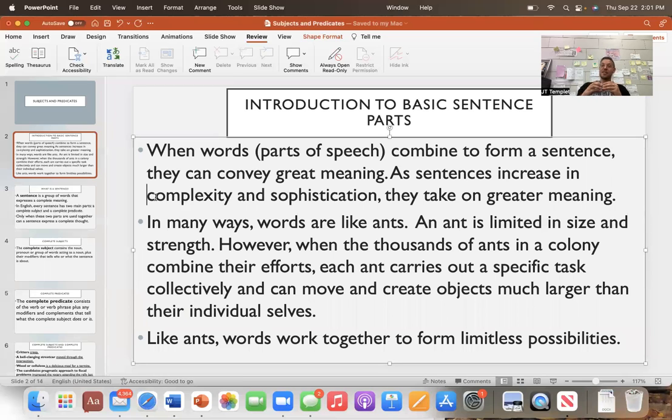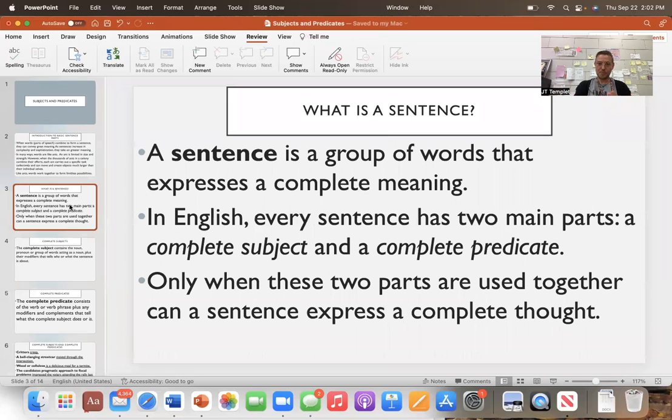Think of it like ants. One ant is very tiny, right? It can still do great things considering it's an ant, but it's limited. However, when all the ants in a colony, thousands of them, if you ever as a kid stepped on an anthill, combine their efforts, each ant works together, much like words in a sentence, and works collectively to move and create objects that are much larger than they are individually. Like ants, these words work together to form endless possibilities in terms of communication.